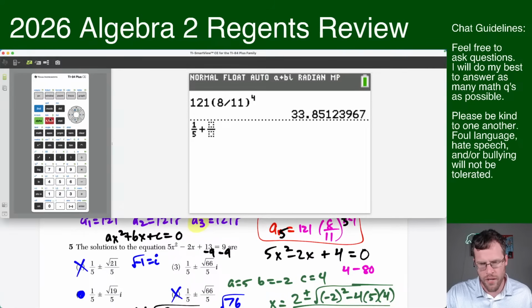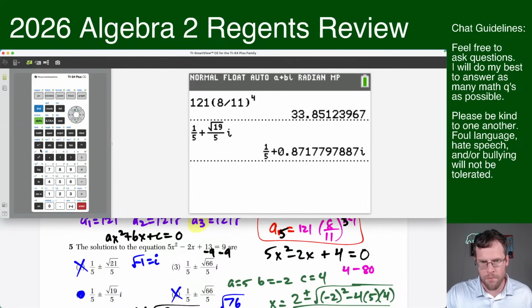Alpha x is if you have the newer calculators, they could do this. I have square root of 19 over 5. And then i is second, and then this button. And now I'm going to press store. I'm going to store that complex number as alpha math, as the letter A. And now watch this magic trick.